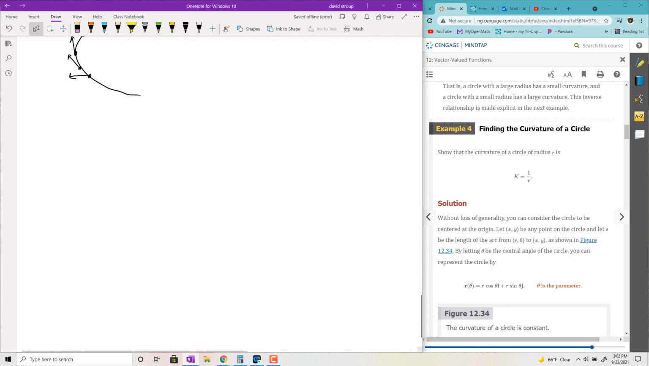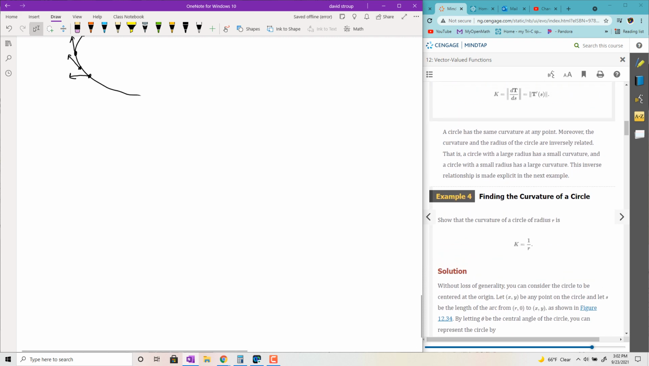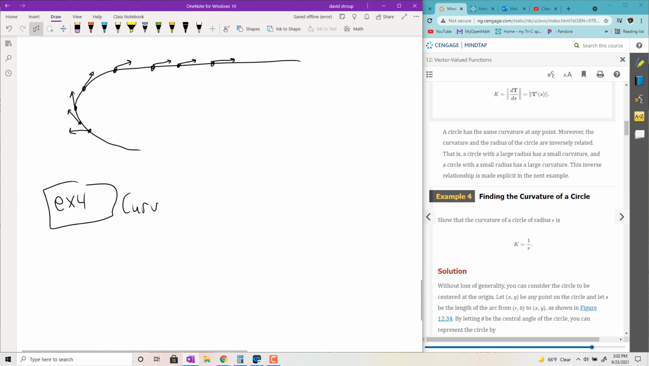So anyways, let's look at one. Here we're finding the curvature of a circle, basically just showing that the curvature is this constant 1 over the radius. Example 4, curvature of a circle. I guess we can make a vector valued function to represent a circle with radius 1. We don't have to do that. We could just put an R here. Hate to use R because we already have an R, but R cosine theta, R sine theta.